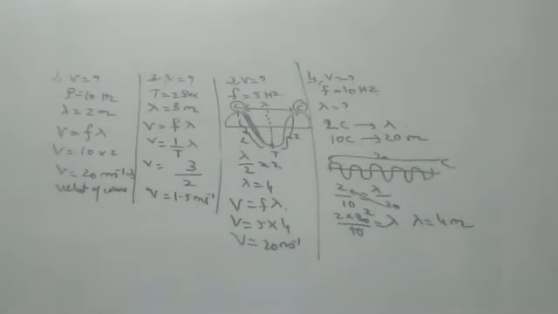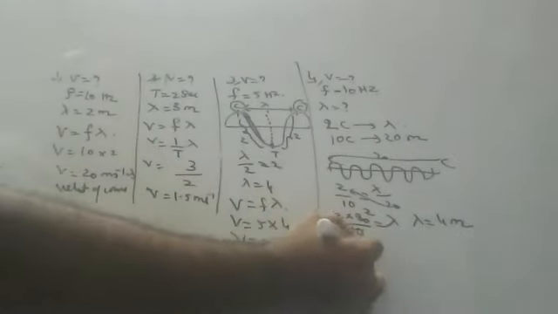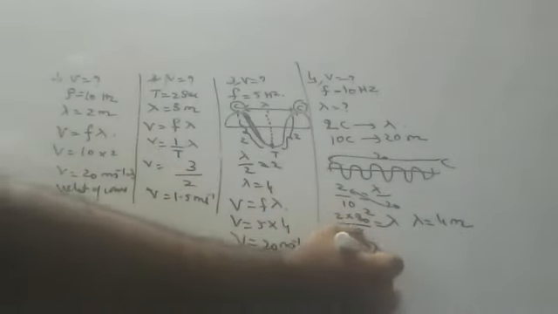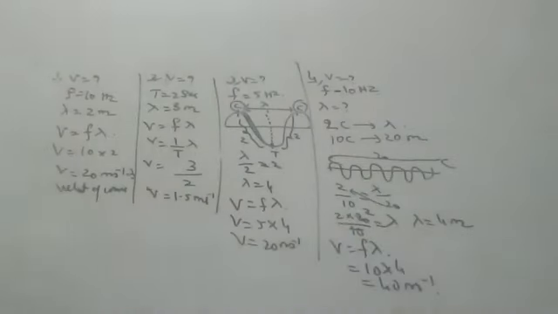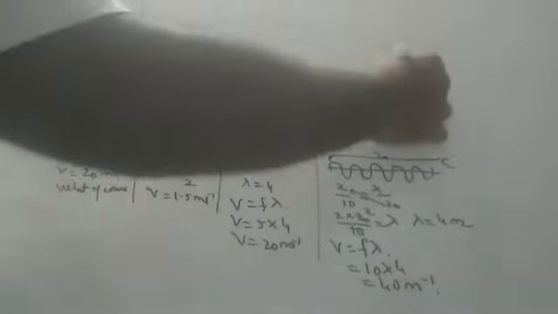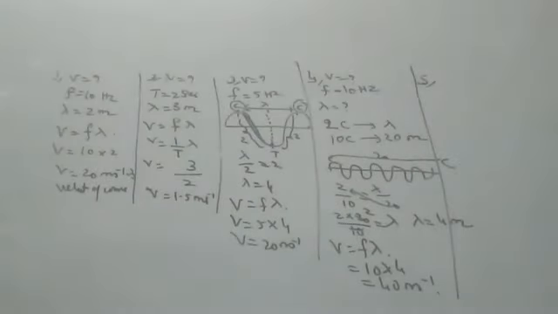Okay, children? You should not get panic, you should not get confusion. Now velocity is equal to frequency into lambda. So 10 into 4 is 40 meters per second is the answer. Okay, children? One more. I hope all of you are able to follow. Please, children, see here. Next question.